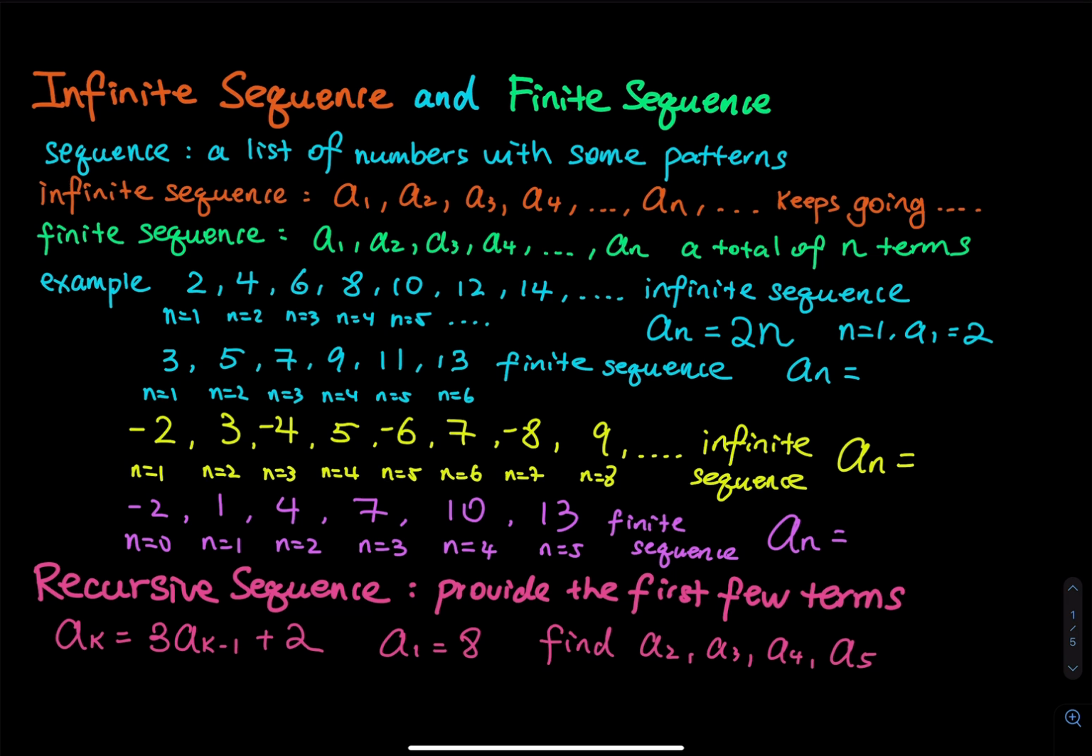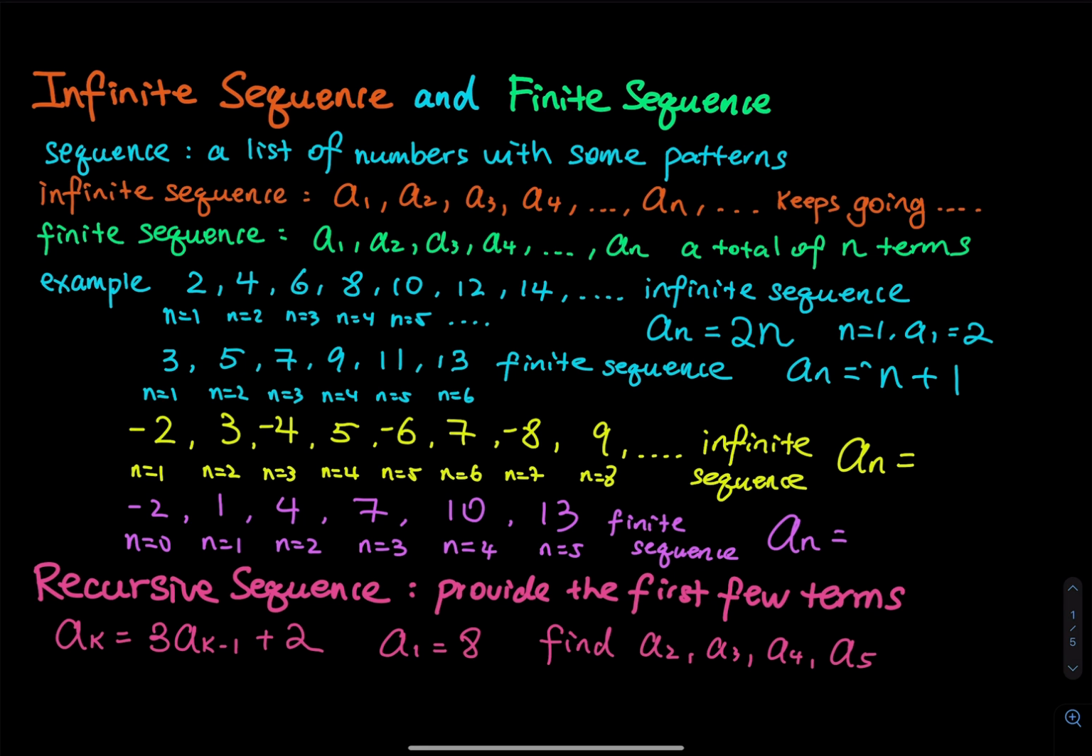Let's see. The difference is 2, right? 3 to 5, 5 to 7, 7 to 9, 9 to 11, you add 2. Can we just do n plus 1? Is this correct? When n is equal to 1, no, that is not right. If you just do n plus 1, when n is 1, you have a 2. When n is 2, you have a 3. So that doesn't sound right.